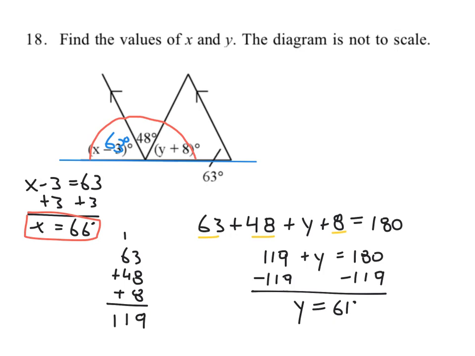Okay? And that was the second thing that they asked for, which is they asked for the values of x and the values of y, and we found x, and now we have found y as well. That's how you do it.